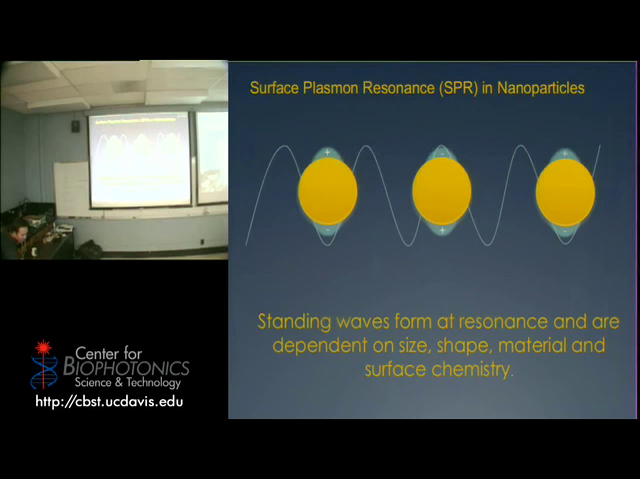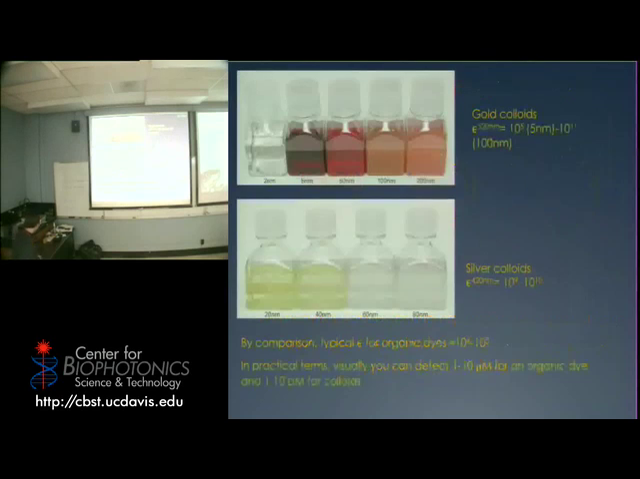And for materials like gold, what happens is that the resonance frequency is about 520 nanometers, and they brought some props so you guys can see it. These are 20 nanometers gold colloid, and these are 5 nanometers gold colloid.